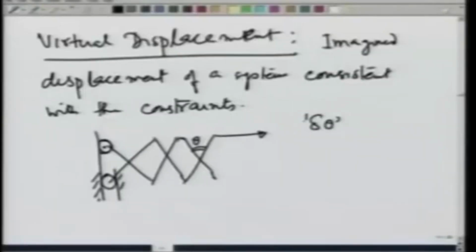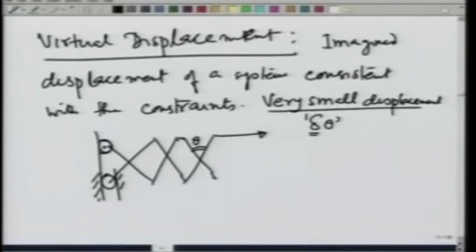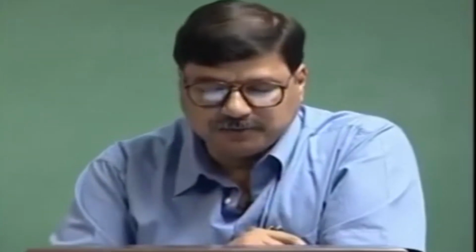One thing I should make clear, I am writing it delta theta. So, virtual displacement is also a very small displacement. The change is very small. You imagine a very small change about equilibrium, and that is a virtual displacement.